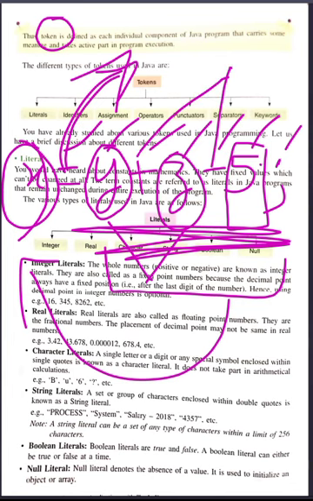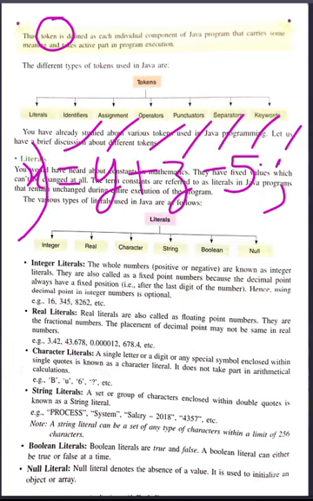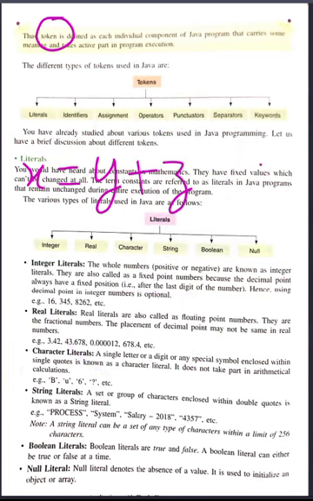Plus, minus, asterisk, slash, whatever symbols we use, those are called operators. And the semicolon, which is the line terminator, is a punctuator, a punctuation symbol used in Java. So all these individual components which we used here are called tokens.